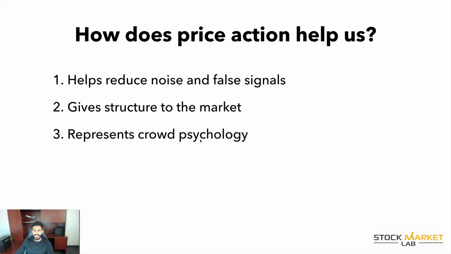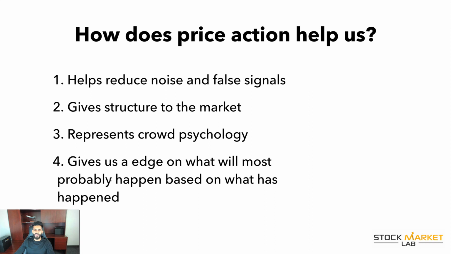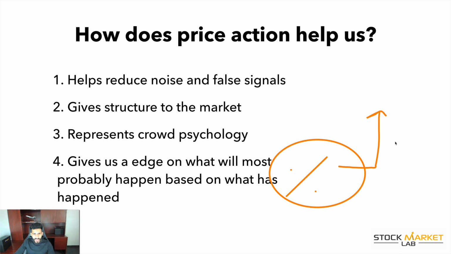It represents crowd psychology. Once again, going back to where people are buying, right? Where are people selling? What areas are there buyers? What areas are sellers? Why are people buying? Why are people selling? We're able to understand crowd psychology by looking at simple, naked price action. And finally, price action gives us an edge on what will most probably happen based on what has happened. So we get an edge. We have probability on our side where we have an identification on what will most likely happen if we are able to understand and analyze price action the right way.